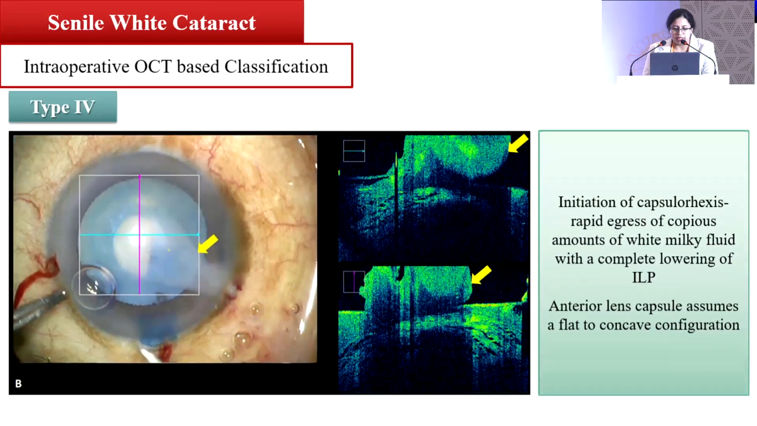Type 4, there is a turbid fluid release. You can see it even without an OCT as well, and it leads to a release of intralenticular pressure. The challenge now is that there is no support while doing a rhexis, so prefer a forceps rather than a cystotome.